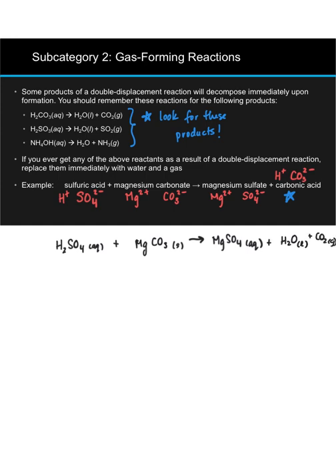To balance this reaction, we'll recognize that we've got 1 sulfate cluster on both sides, 1 magnesium on both sides, 2 hydrogens, a carbon, 3 oxygens here, but 1, 2, 3 oxygens in substances that are not sulfate. So we are balanced. This is the chemical reaction that proceeds when we mix sulfuric acid with magnesium carbonate.